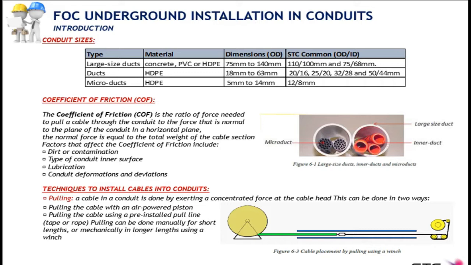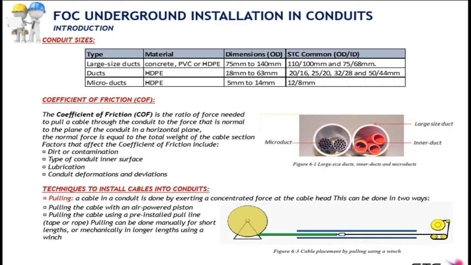There are three main conduit sizes in the market, what we call large-sized ducts, standard ducts, and microducts, which are made of different materials. Large-sized ducts are typically concrete, PVC, or HDPE, whereas ducts and microducts are made of HDPE. Typical dimensions in the market, depending on their size, are stated here. The large sizes are considered from 75 millimeters and above.